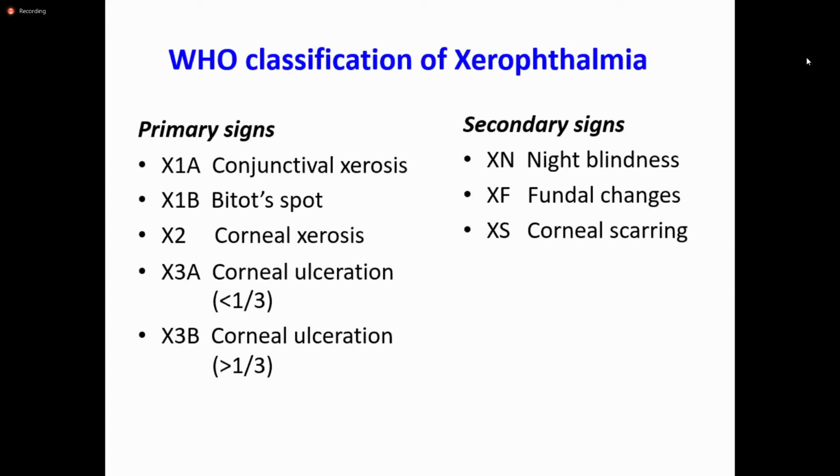So WHO has classified depending on the severity. Primary signs are X1A, X1B, X2, X3A, X3B, and secondary signs are XN, XF, and XS. The first stage will be conjunctival xerosis, then Bitot's spot. If severe, corneal xerosis, and more severe, corneal ulceration involving less than one third. More severe will be corneal ulceration more than one third. Secondary signs mean the disease has already evolved and led to some permanent changes like corneal scarring or fundal changes.